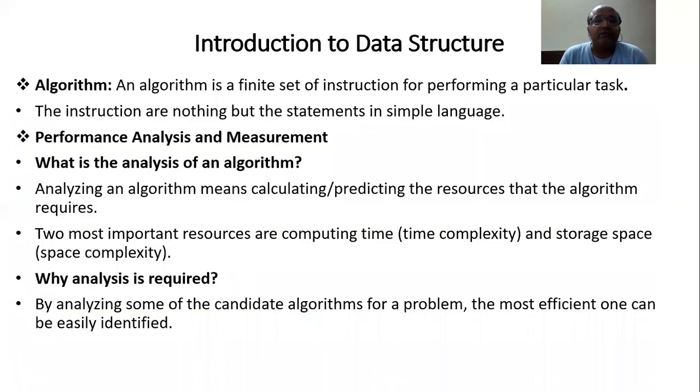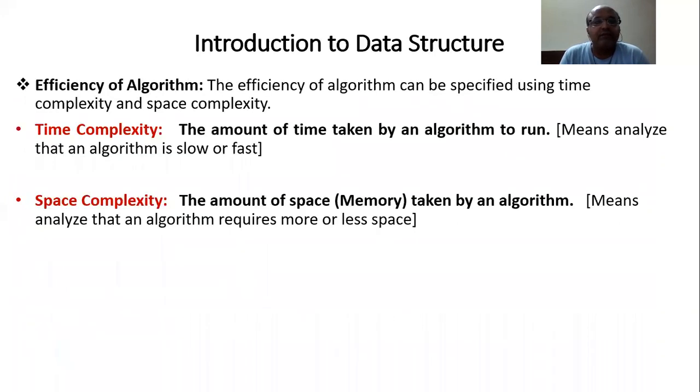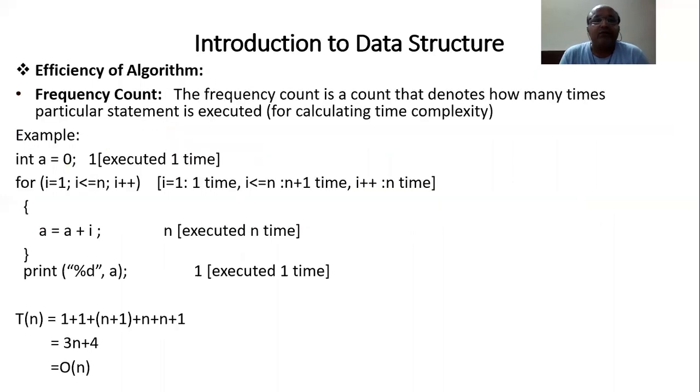Then we moved to the algorithm. What exactly the algorithm is, how to make an analysis and measurement of an algorithm. We considered two factors. One is time and another is what? Space. So we have two terms, time complexity and space complexity. The amount of time taken by an algorithm to run indicates time complexity. The amount of space taken by an algorithm indicates space complexity. Then we discussed the efficiency of algorithm.